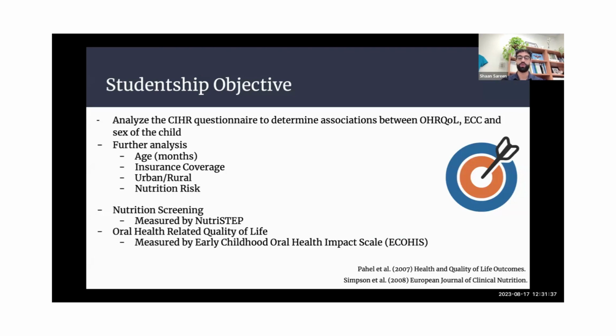We were able to evaluate nutrition risk through a nutrition screening tool called NutriStep, which is a valid and reliable way of evaluating nutrition risk, particularly in preschool children. We were able to measure oral health related quality of life using the Early Childhood Oral Health Impact Scale, commonly short for ECOIS. And similar to NutriStep, it is a valid and reliable method, particularly when evaluating oral health related quality of life in preschool children.